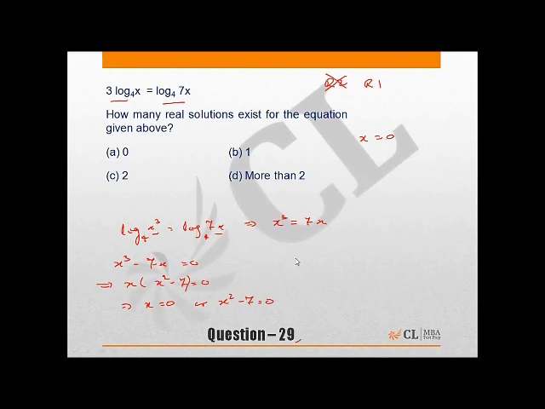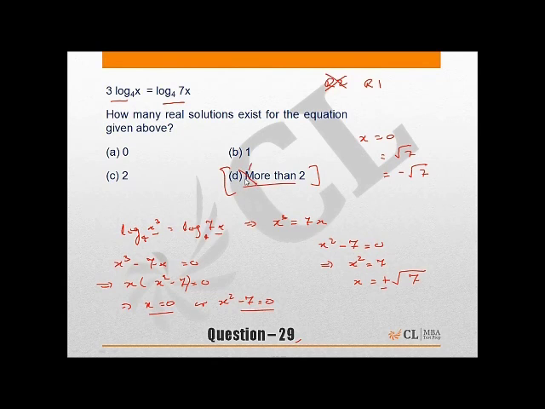Okay, let's go further. While we have taken care of this, we need to look at this also. X square minus 7 equal to 0 implies x square equal to 7, or x equal to under root of 7, positive as well as negative. So x equal to under root 7, x equal to minus under root 7. So there are 3 possible values. So the answer is D. However, this is an incorrect answer.